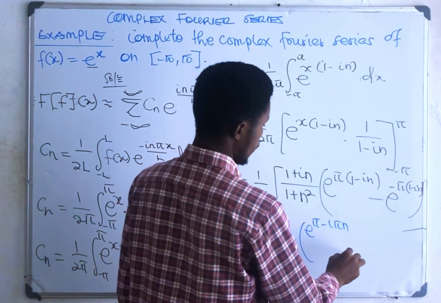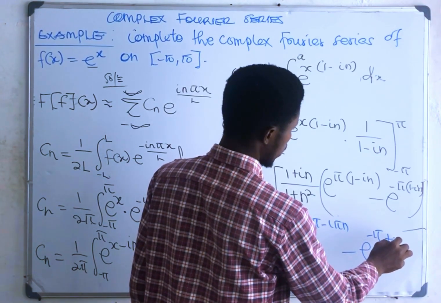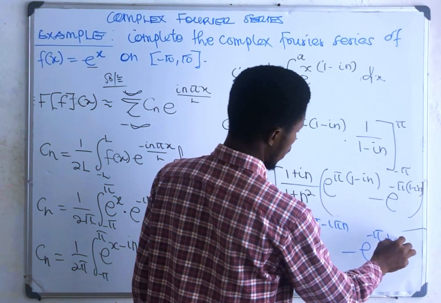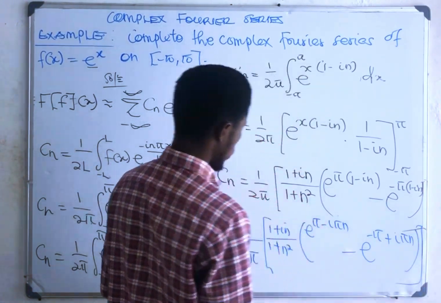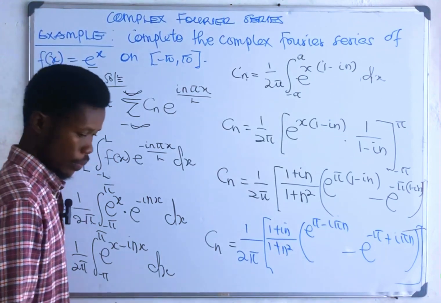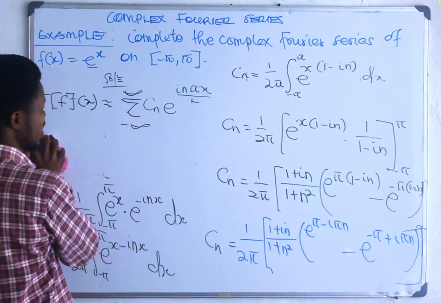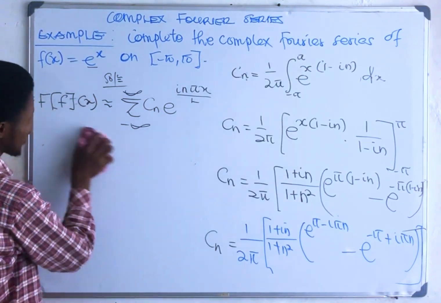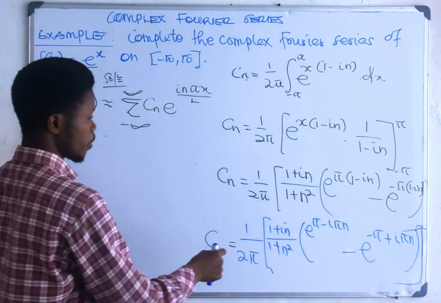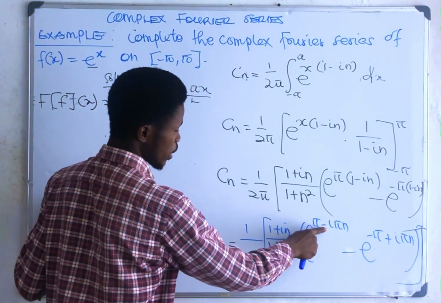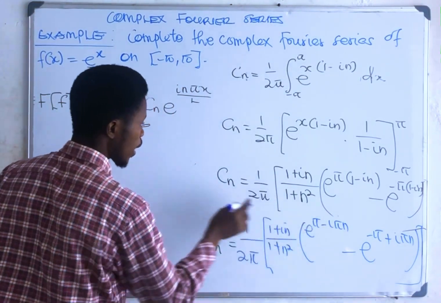This is what you are going to get, minus e to the power minus pi plus i pi n. This is what you are going to get. Let me clean this side. It's a little bit complex because it's a complex Fourier series. You're only looking for the Cn so that you can come and substitute. Now, with the same indices, since this one I can split it, right?